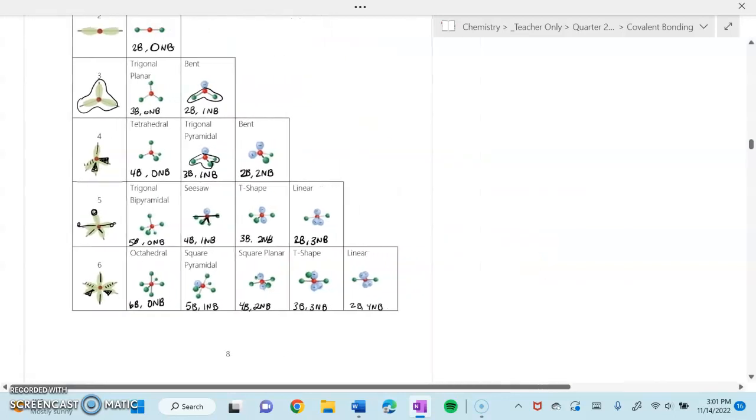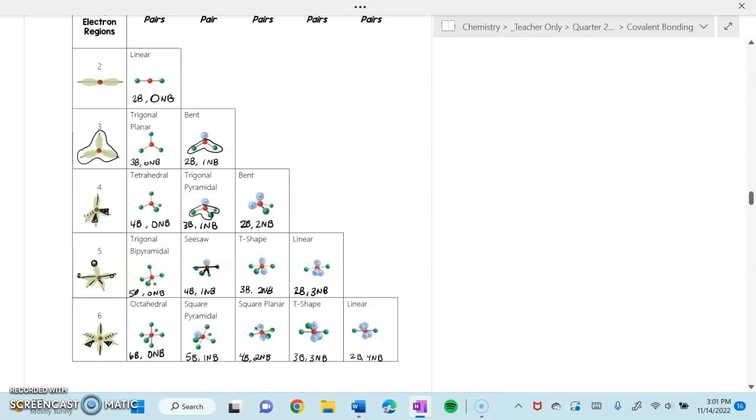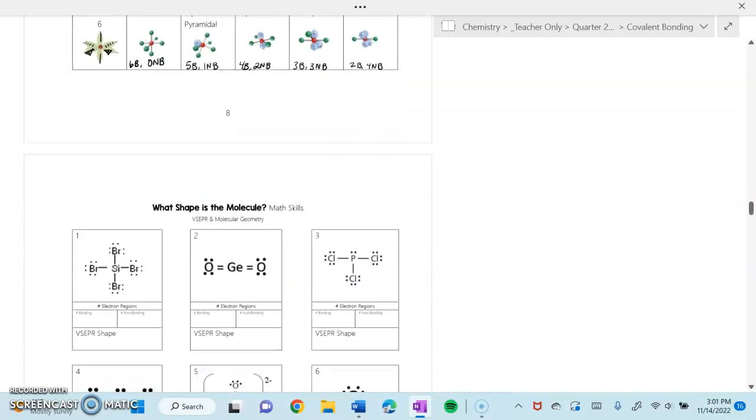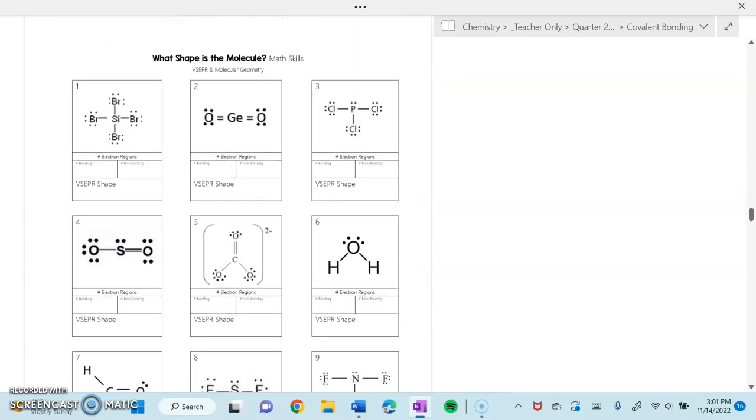Now you do not have to have these shapes memorized. You'll be able to see and use this reference sheet on the test. You will just need to identify in a Lewis structure how many bonding and non-bonding regions there are and then match to the sheet. So let's do some practice problems with this.